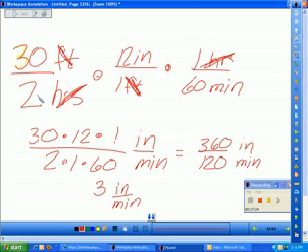So remember, you just set up the problem, so 30 feet over 2 hours, which is what we had, and multiply it by a unit multiplier. 12 inches over 1 foot, remember, it's exactly the same as multiplying it by 1, because there are 12 inches in 1 foot. Same thing with the 1 hour over 60 minutes. It's really just a big, giant 1.